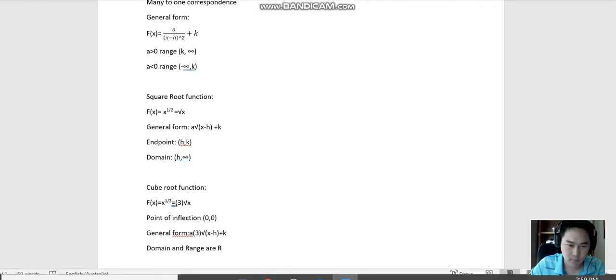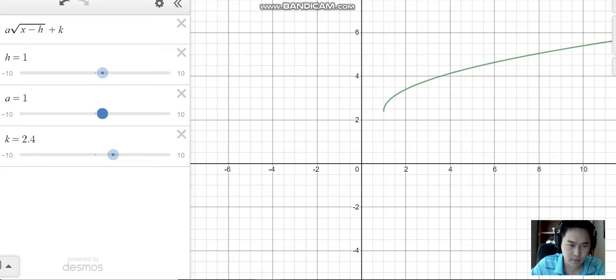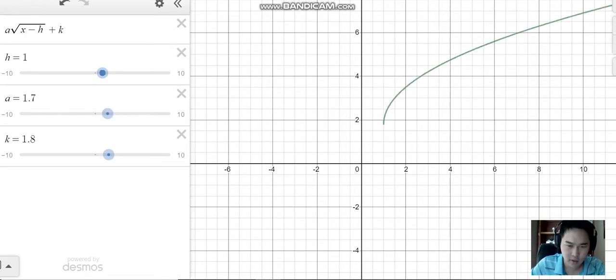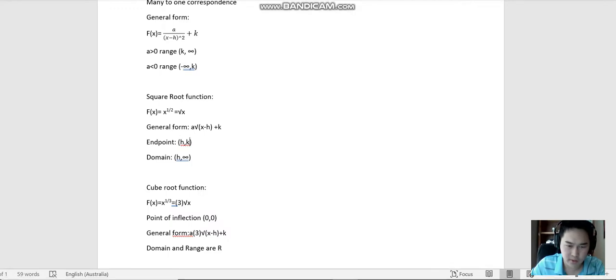The endpoint is at the coordinates h, k, obviously. So if I make this 1 here, see it's 1, 1. And if I change either of these, also a, then yeah, the endpoint changes.